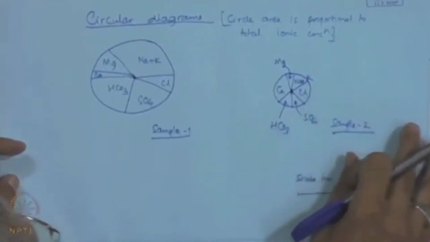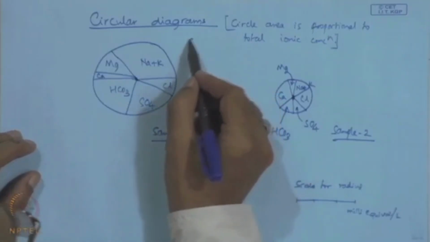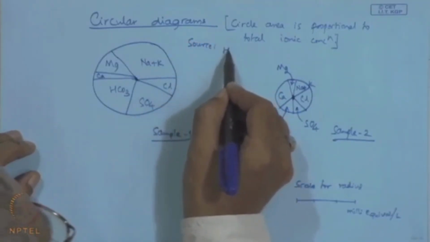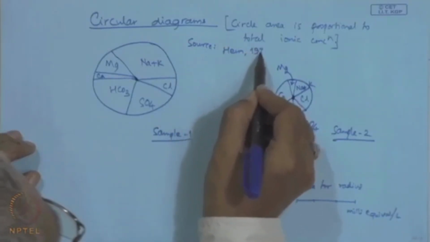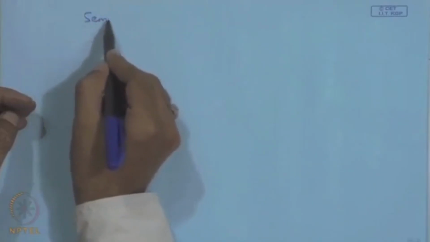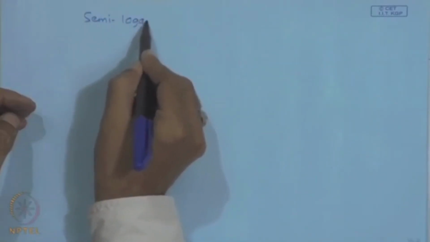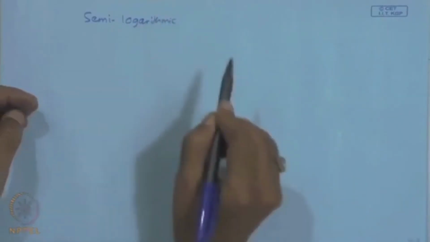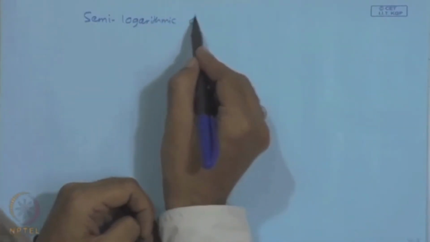This is also a circular diagram, and this is also taken from the source, that is Hem in 1970. Next we will go to the other graphic representation, which is the semi-logarithmic diagrams.